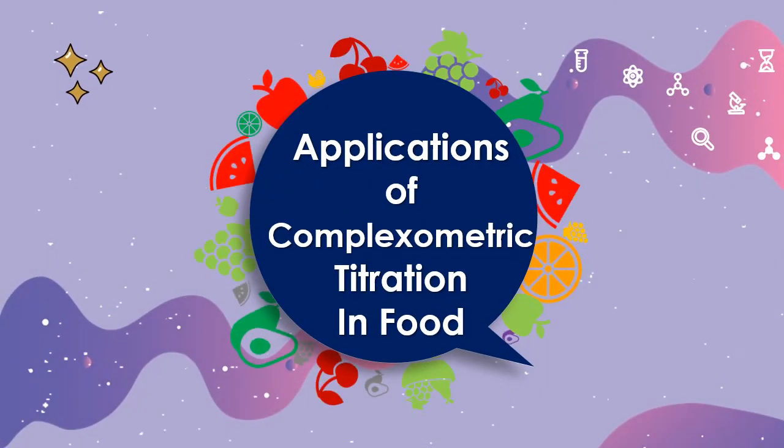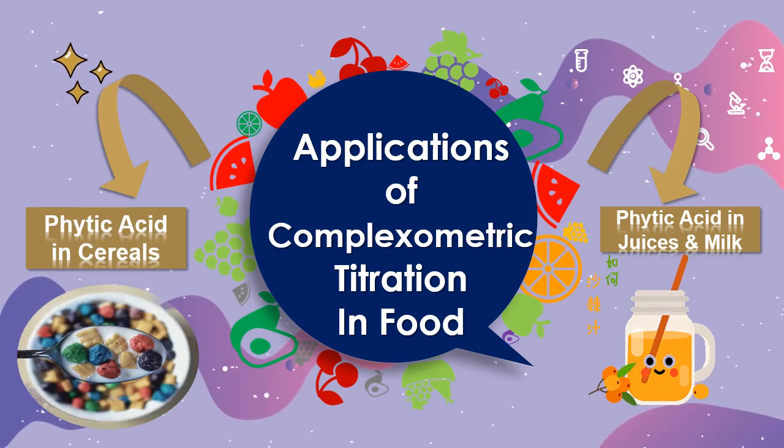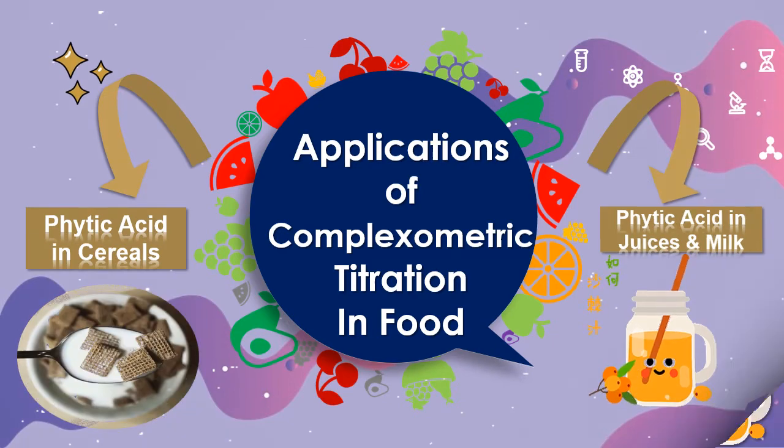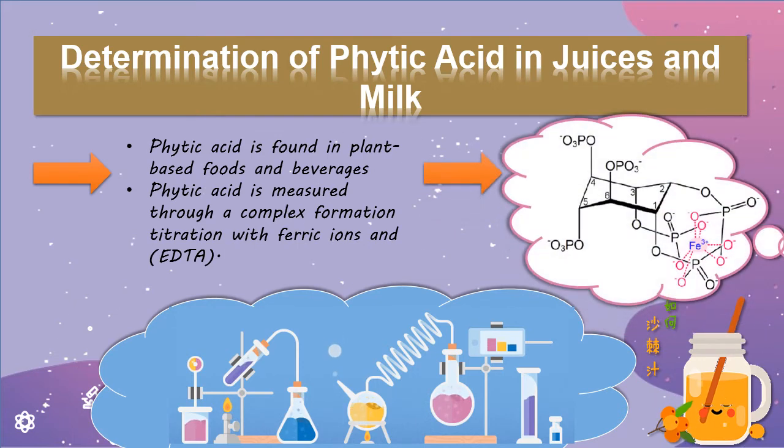So talking about the applications of complexometric titration in food, the main application of this titration is the phytic acid, which is found in different foods like juices, milk, and cereals. I'll be discussing them one by one in the next few minutes. Talking about the phytic acid, it is found in plant-based foods and beverages. It can be measured through a complexometric titration by titrating against ferric ions and EDTA, that is ethylenediaminetetraacetic acid. You can see the formula for it, which is very complex.